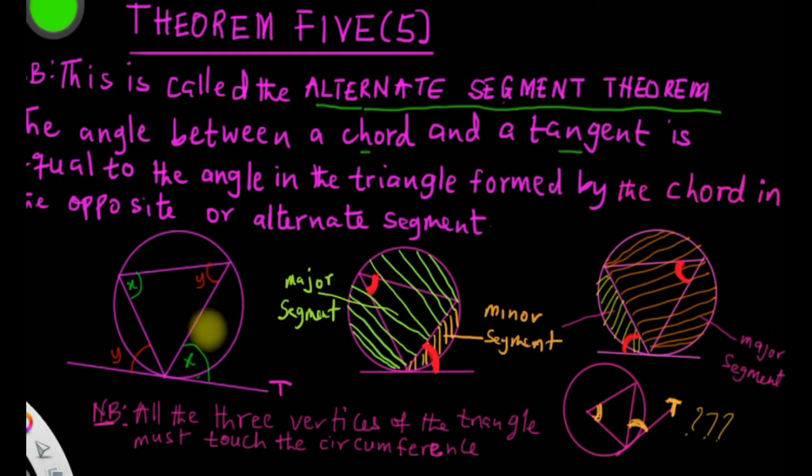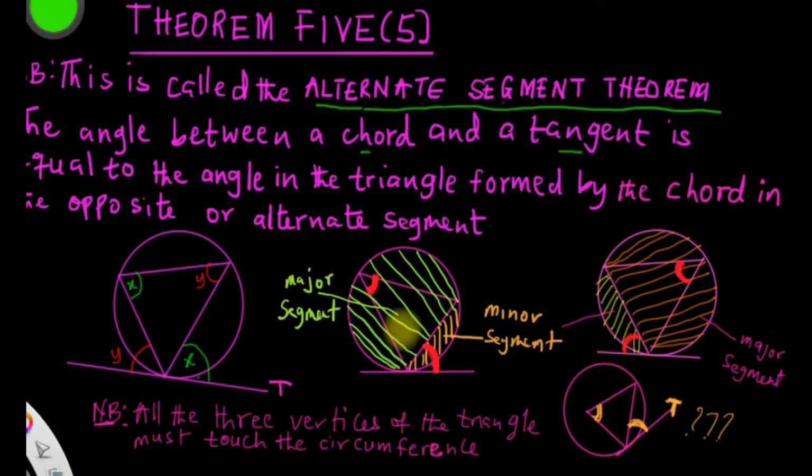And in the same way, this tangent is also making an angle of x with this chord. This side is a segment, and from this side to this side is a major segment. So this chord is forming this triangle. Which angle in this triangle is opposite to this segment? It is this angle. This angle in this triangle formed by this chord is opposite to this segment, so this angle is equal to this angle. That is the alternate segment theorem. The angle between a tangent and a chord is always equal to the angle in the triangle formed by the chord in the opposite, alternate segment.